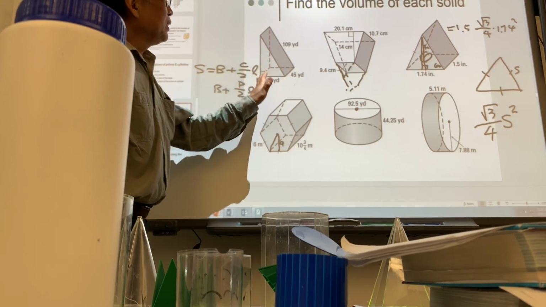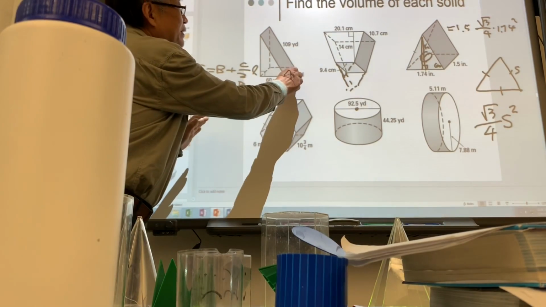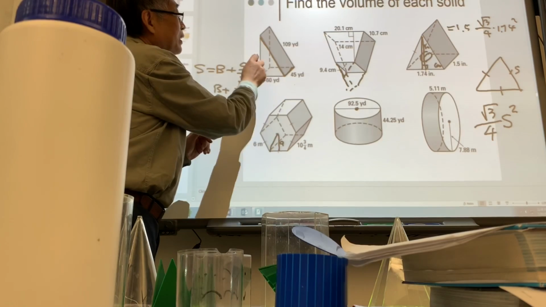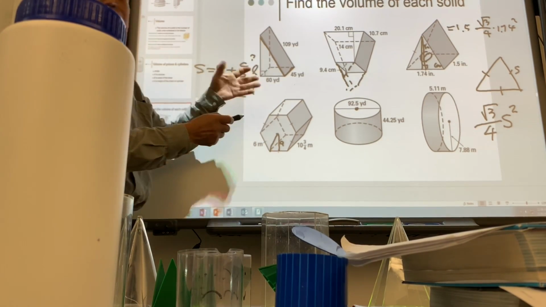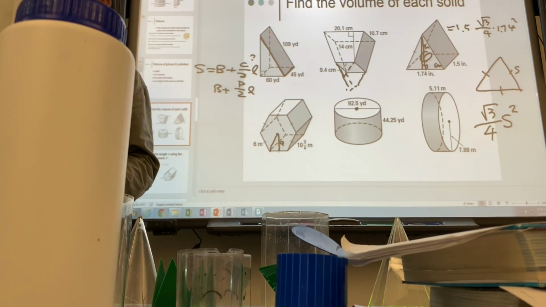For this part, we have to find the right triangle's area. This is height. How to get this part? By Pythagorean, you can find this length, then base times height over 2. So we have lots of work to do. Do you understand? Can you solve the problem on the bottom left?